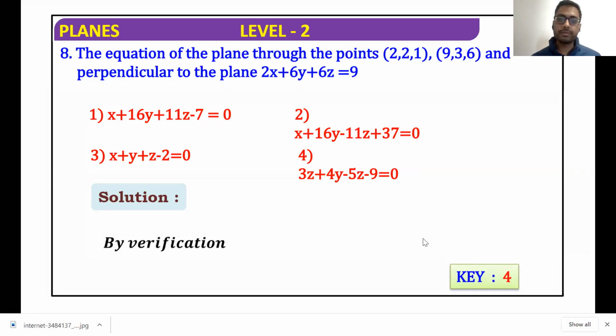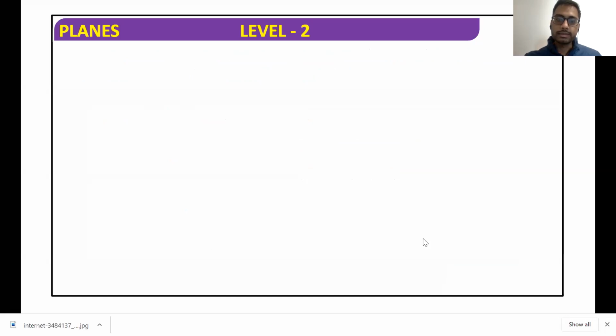So if you substitute your fourth option, in the fourth option you can say that 3 into 2 is 6, plus 4 into 6 is going to be 24, plus minus 5 into 6 is going to be minus 30. So 6 plus 24 minus 30 is 0. So that shows that a1 a2 plus b1 b2 plus c1 c2 is 0 for the fourth option. So answer number 4 is the correct answer.